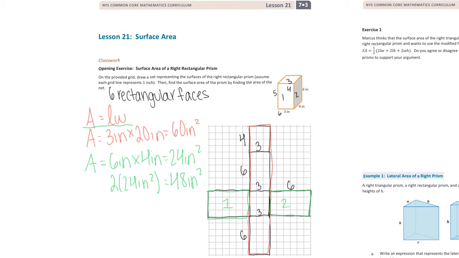So to find the total area of the net, we're going to take our 60 inches squared from our red rectangle plus the total of our two green rectangles together, which is 48 inches squared. And in your calculator, if you type in 60 plus 48, we're going to get a total of 108 inches squared. So there is how we have found the total surface area of our three-dimensional shape.